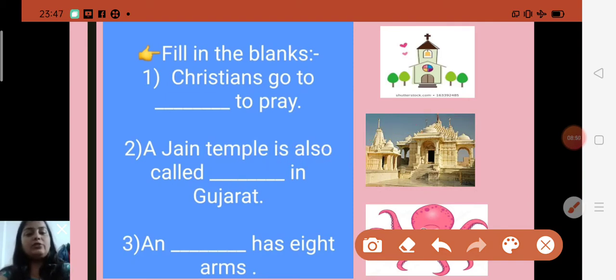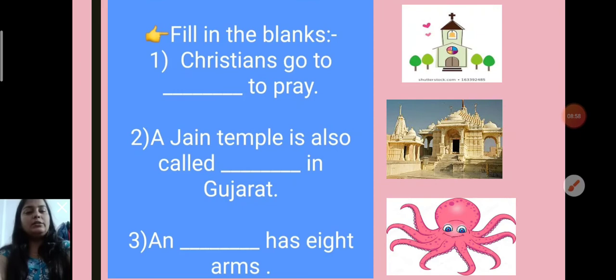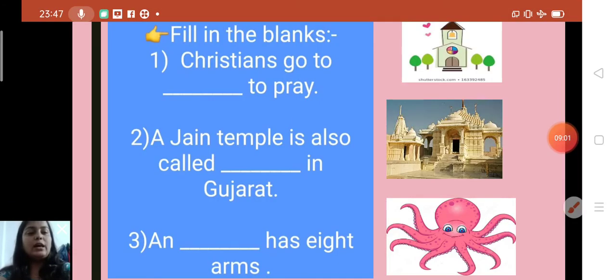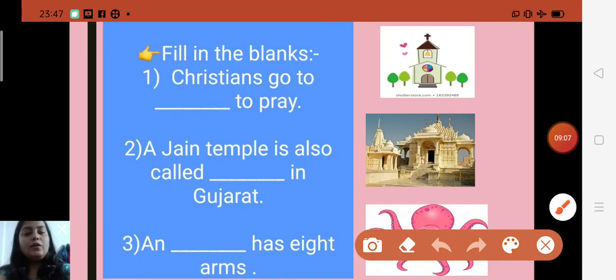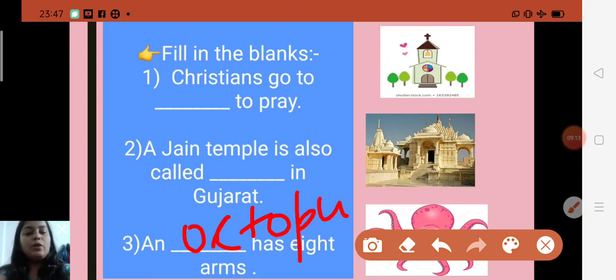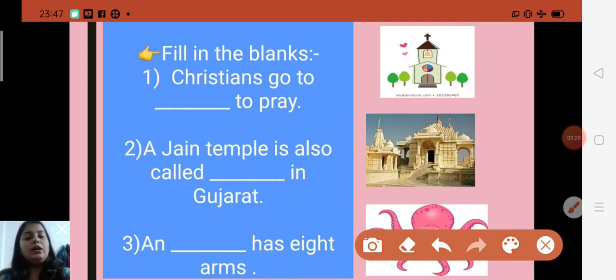Now after that, next one is here. Dash has 8 arms. What will you say? Yes, an octopus. An octopus has 8 arms. Spelling of octopus: O-C-T-O, octopus. An octopus has 8 arms and also what? Octopuses are sea animals. They are famous for their rounded bodies.